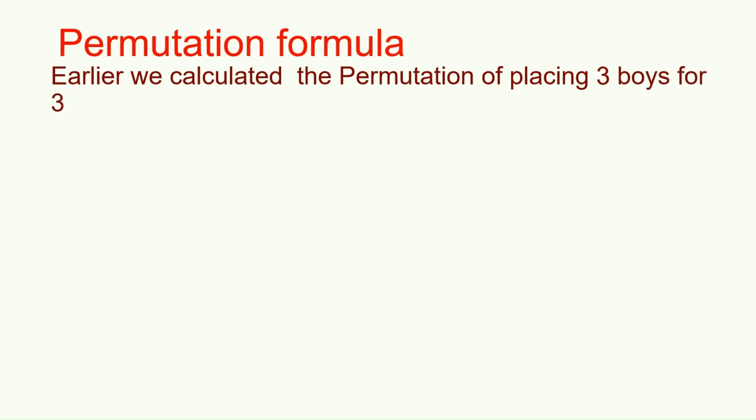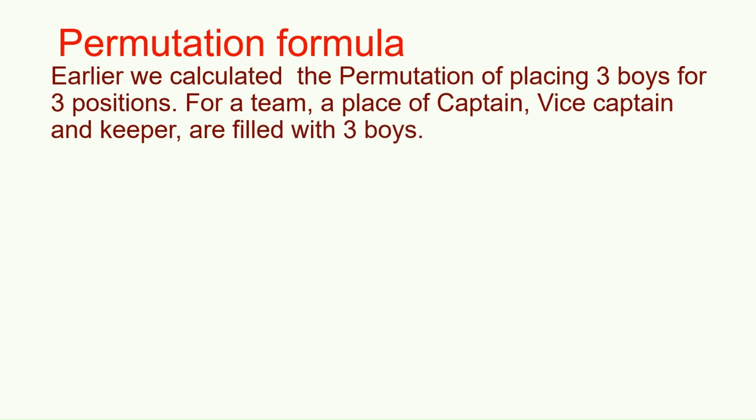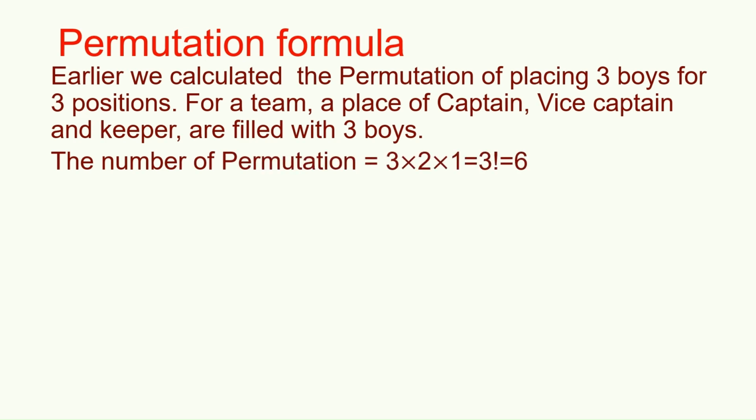Permutation formula. Earlier, we calculated the permutation of placing 3 boys for 3 positions. Let's say, for a team, the places of captain, vice-captain and keeper are to be filled with 3 boys. The number of permutations equals 3 times 2 times 1, which is equal to factorial 3, which is equal to 6.